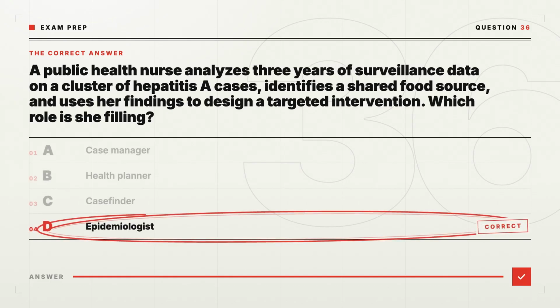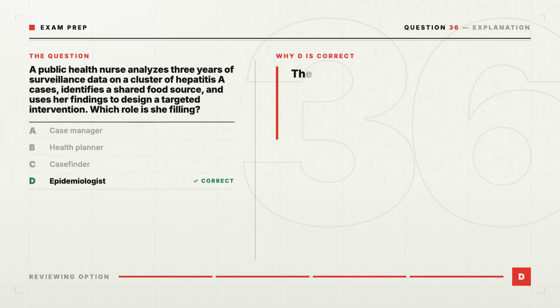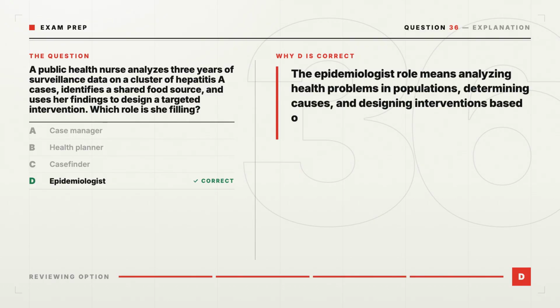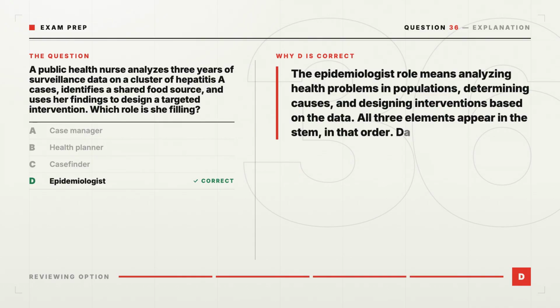The correct answer is D. Epidemiologist. D is correct because the epidemiologist role means analyzing health problems in populations, determining causes, and designing interventions based on the data. All three elements appear in the stem in that order. Data in, cause identified, intervention designed is the signature of this role.